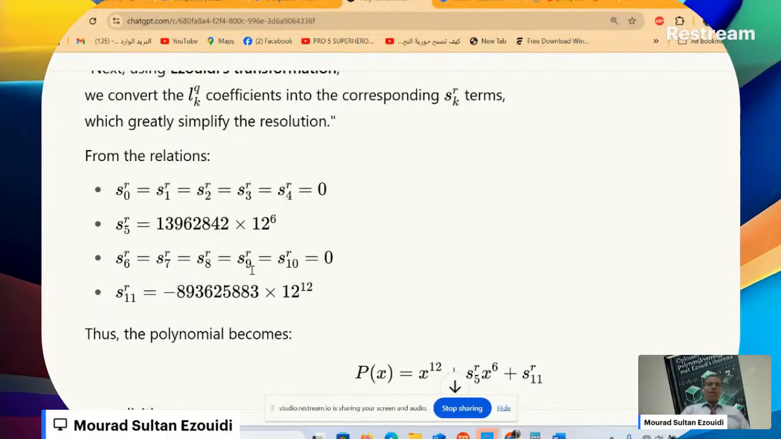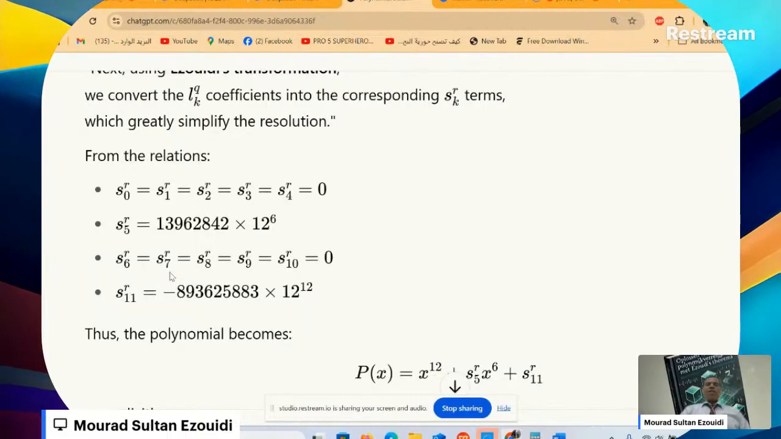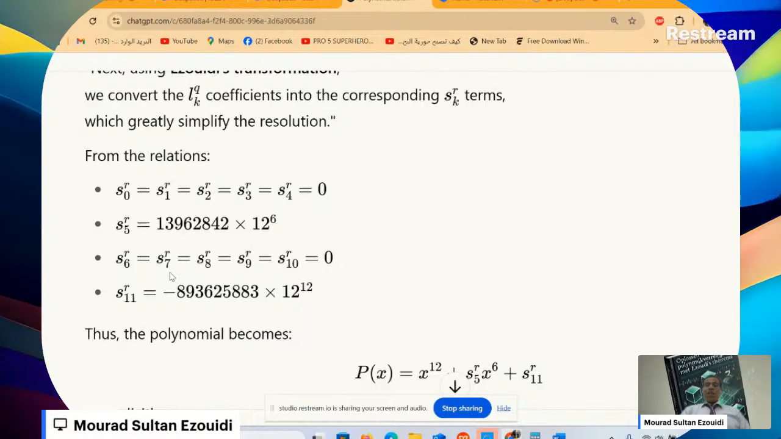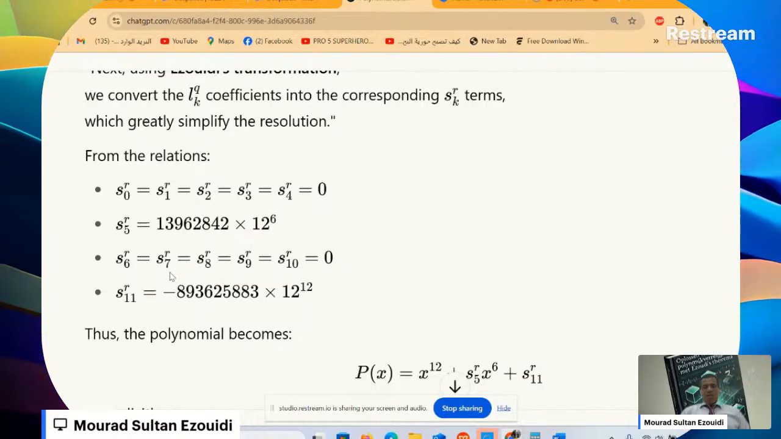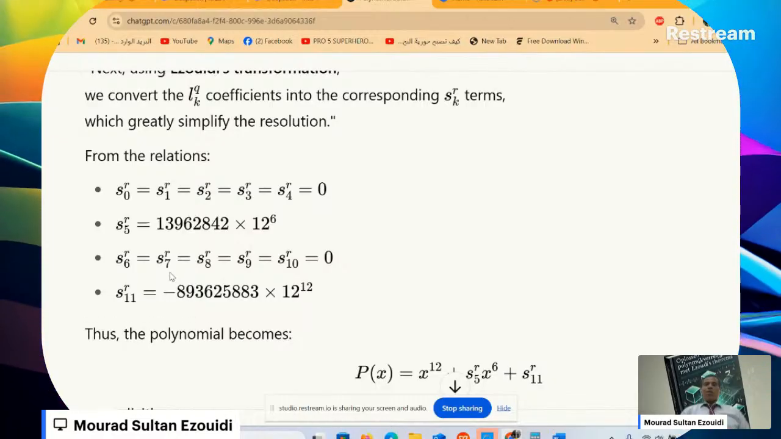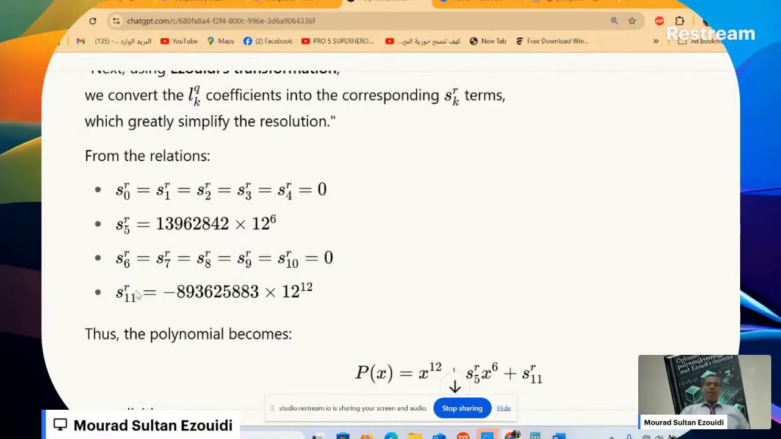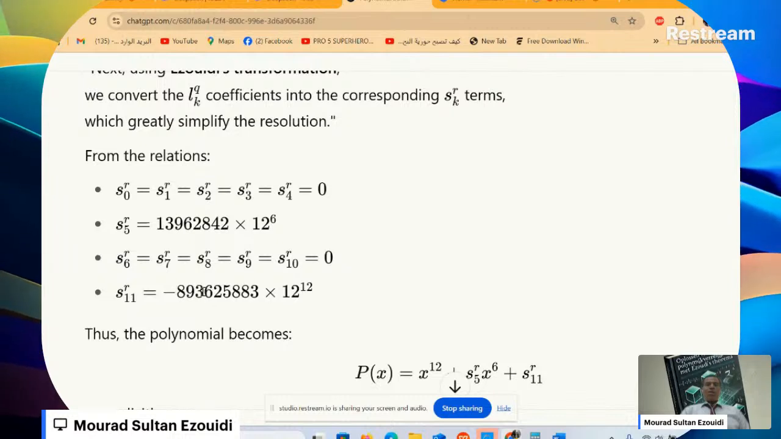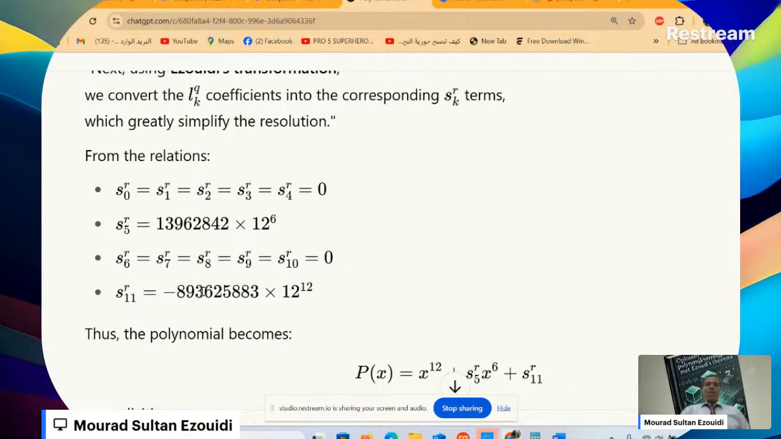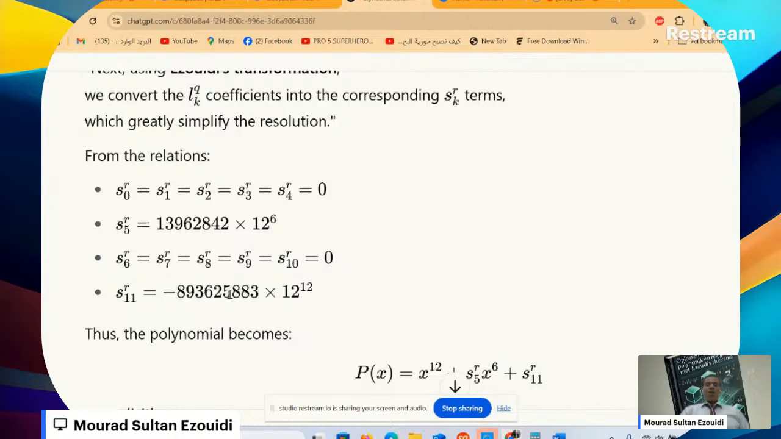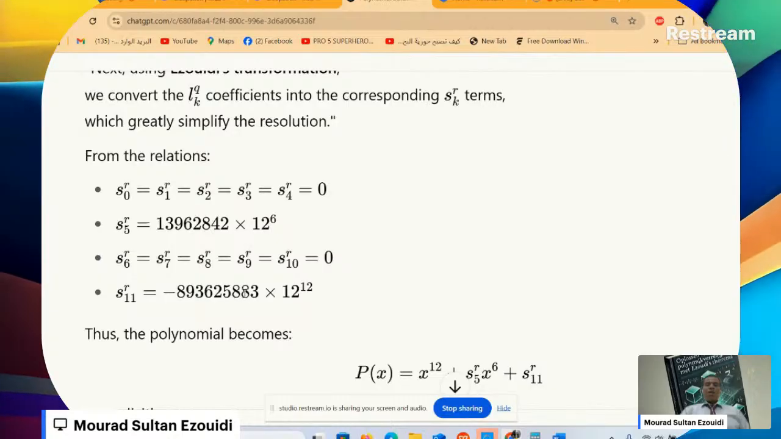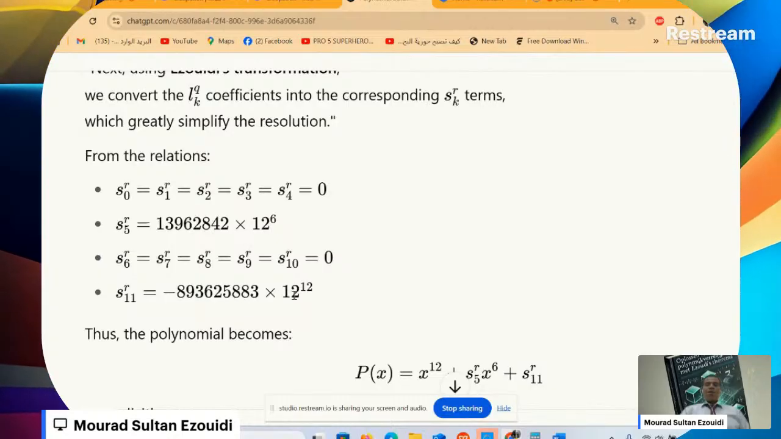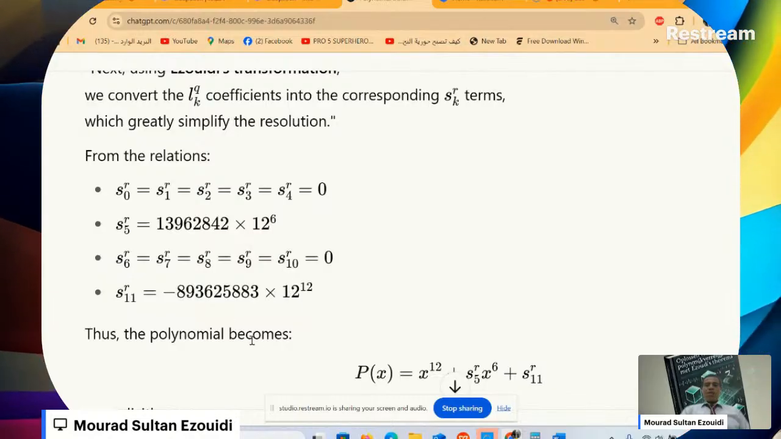We found that the value of S6 is equal in fact to S7, equal to S8, equal to S9, and equal to S10. That's equal in fact to zero. But S11 is going to be different to 0, which is equal to minus 893,625,883 times 12 raised to the power 12.